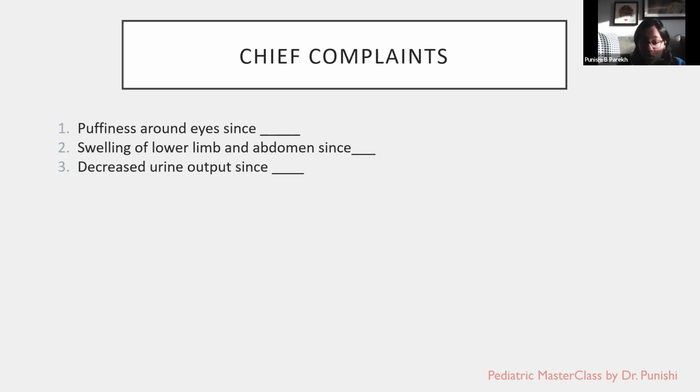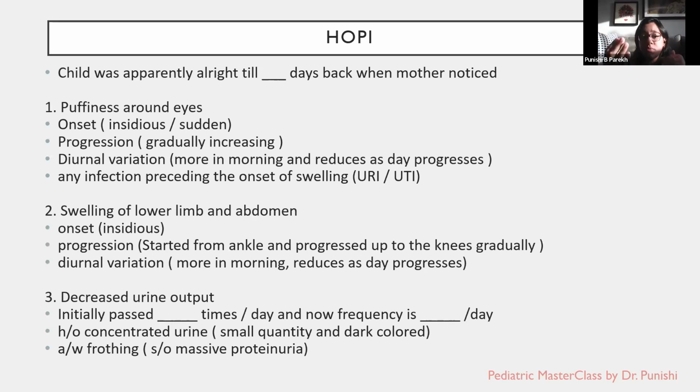Okay, so basically what I'm talking about is that there is some kind of fluid accumulation, some kind of edema that's going on, associated with decreased urine output. This is what I am thinking of when the mother is giving me these chief complaints. Now, how do I elaborate each one of them? So what is the history of presenting illness?